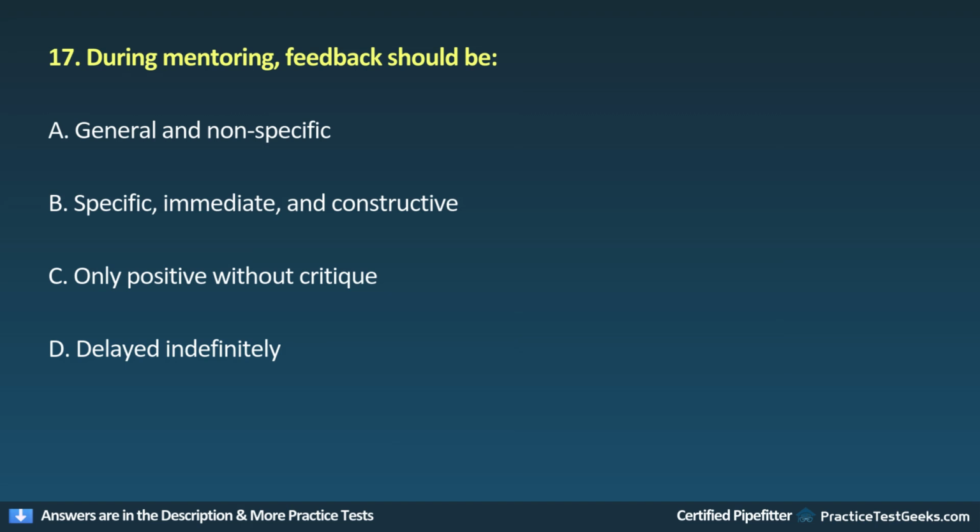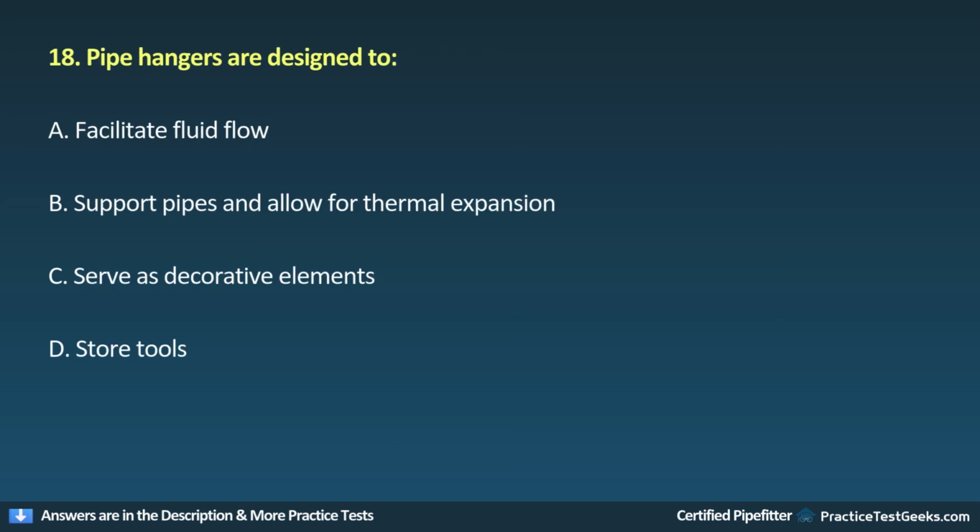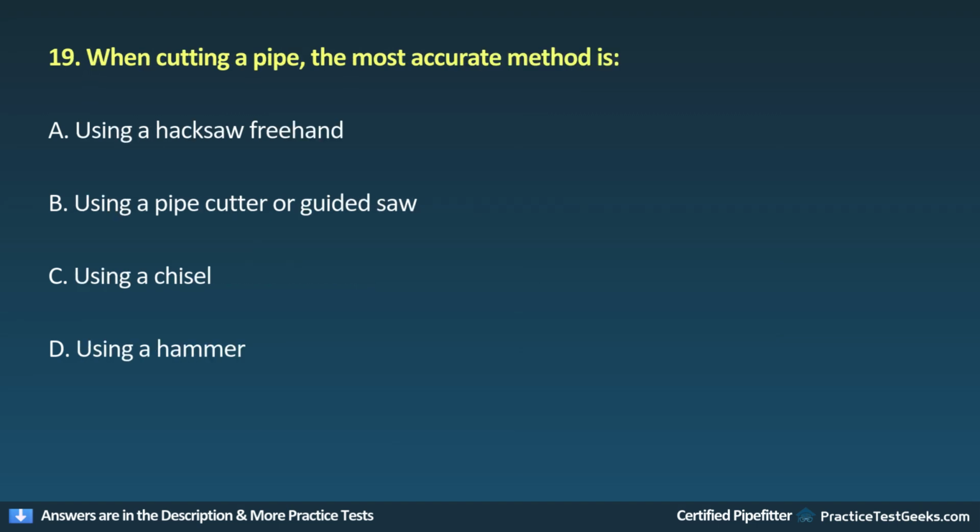17. During mentoring, feedback should be A. General and non-specific. B. Specific, immediate, and constructive. C. Only positive without critique. D. Delayed indefinitely. 18. Pipe hangers are designed to A. Facilitate fluid flow. B. Support pipes and allow for thermal expansion. C. Serve as decorative elements. D. Store tools. 19. When cutting a pipe, the most accurate method is A. Using a hacksaw freehand.